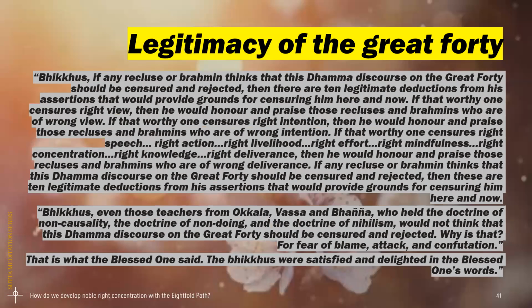The final thing that the Buddha says, his final statement in the sutta, is about the legitimacy of the Great 40, that essentially no one would refute this teaching, no one would censure it or reject it. So I'll read it out. It says, if any recluse or Brahmin thinks that this Dhamma discourse on the Great 40 should be censured and rejected, then there are 10 legitimate deductions from his assertions that would provide grounds for censuring him here and now. If that worthy one censures right view, then he would honor and praise those recluses and Brahmins who are of wrong view. If that worthy one censures right intention, then he would be honoring and praising those recluses who are of wrong intention.